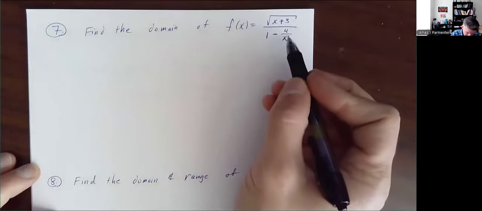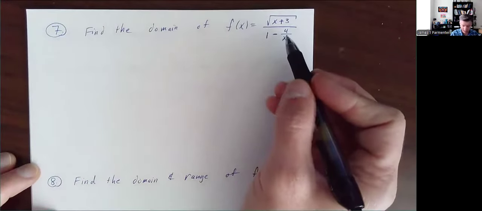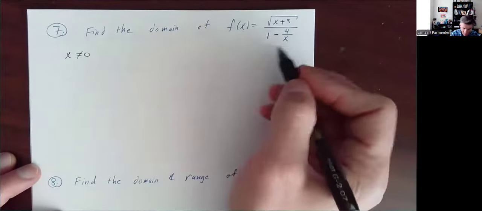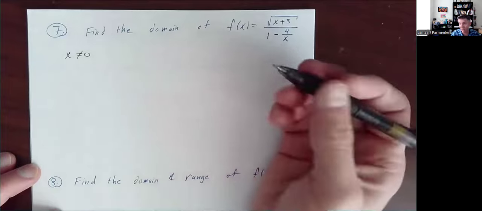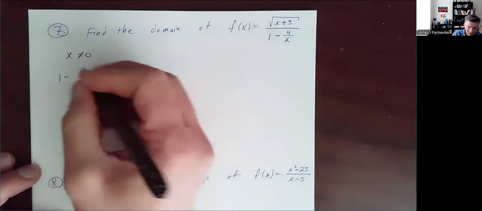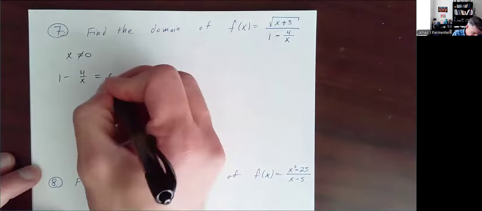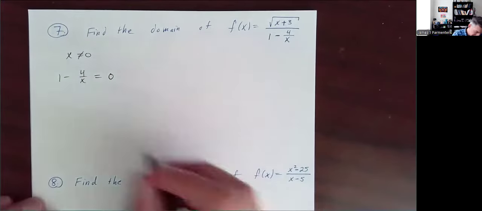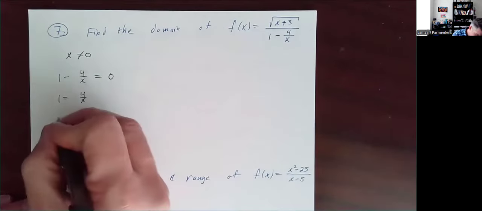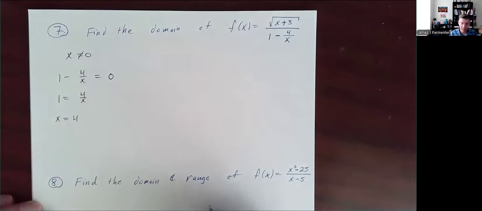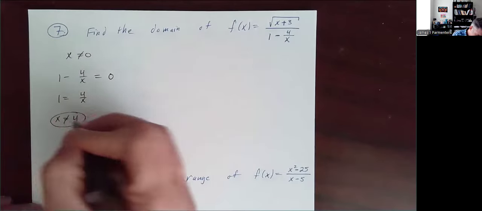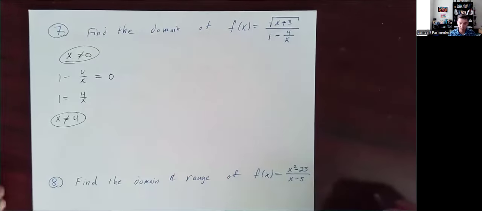So first of all, I see this denominator x, so that x can't be 0. Then I see my other denominator here, this denominator also can't be 0. So I also need to say 1 minus 4 over x better not be 0. I don't usually like to write not equal 0, so I'm just going to say it's equal to 0, and then I'm going to try and solve for x. I'm going to add 4 over x to both sides. Multiply both sides by x. x times 1 is x, so x equals 4. So I want to exclude x equal to 4. So those are both numbers I don't want.